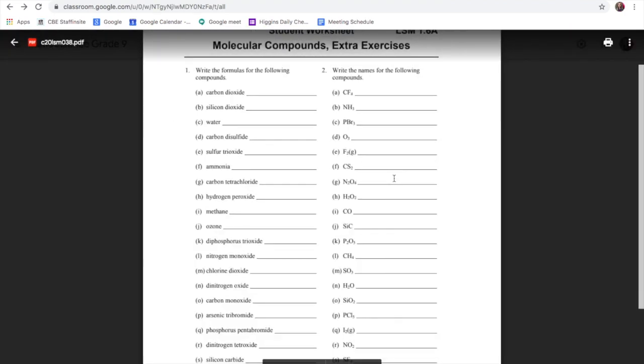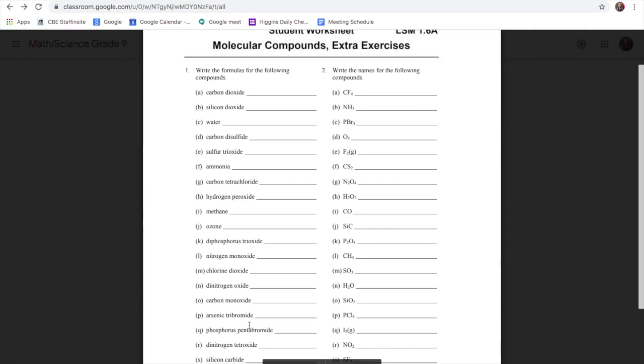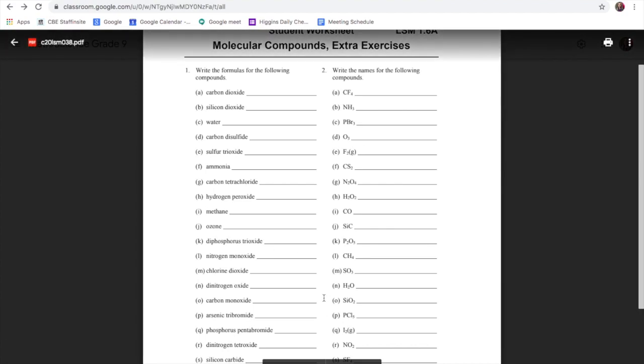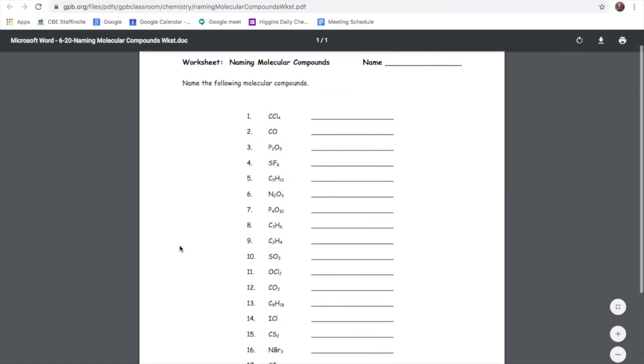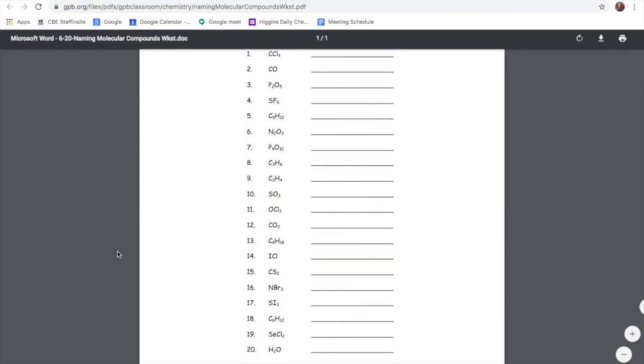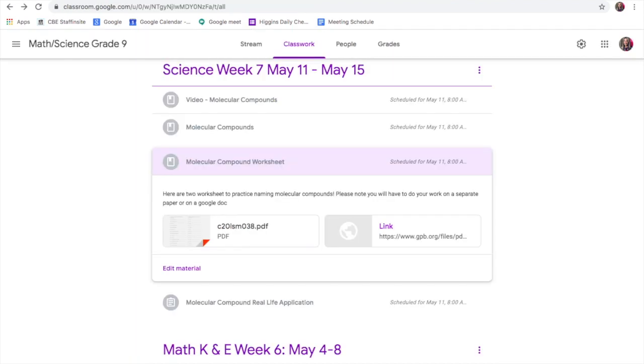Another hint is while you're doing this worksheet, when you are all done, feel free to Google it. The answers come up almost right away, and you can use that tool to check your work. So second worksheet, exact same deal. I'm only asking you to name it though, as opposed to giving me the chemical formulas, okay? So work on those 2. And again, if you're stuck, pop onto any of our Google Meets. We'll be more than happy to help you.